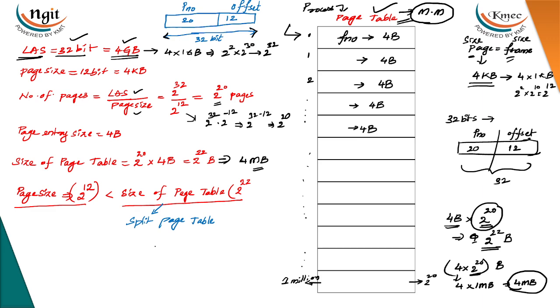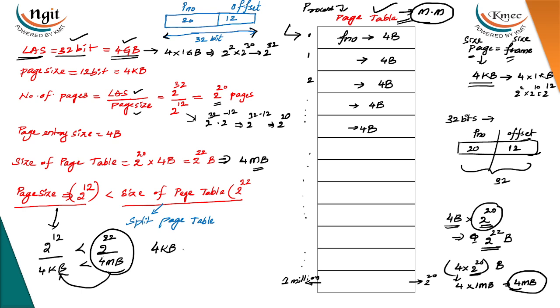But look at here, the size of the page is 2 to the power of 12, that is 4 KB, which is less than the size of the page table, that is 2 to the power of 22, which is 4 MB. This 4 MB of page table can't be fit in 4 KB. So what we have to do, we need to split this particular page table into 4 KB, 4 KB, 4 KB.